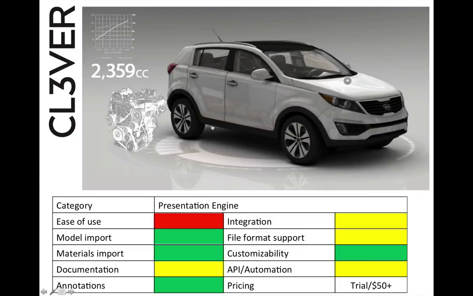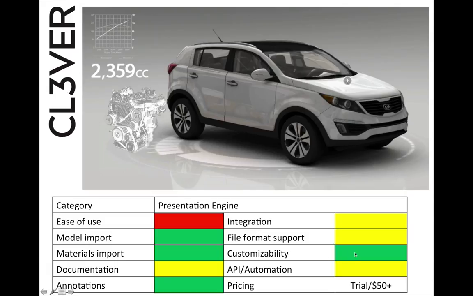The next one, I've already demoed this car example to you, is Clever. And what I'll say about Clever is I've given it a red bar for ease of use because I found the user interface for the editor to be really, really quirky. It's one of these where if you change a value, you have to click away from a field in order to make the value take, and I spent a long time thinking I'd changed a value and then it would just reset itself. So it takes a while to learn to use the user interface.